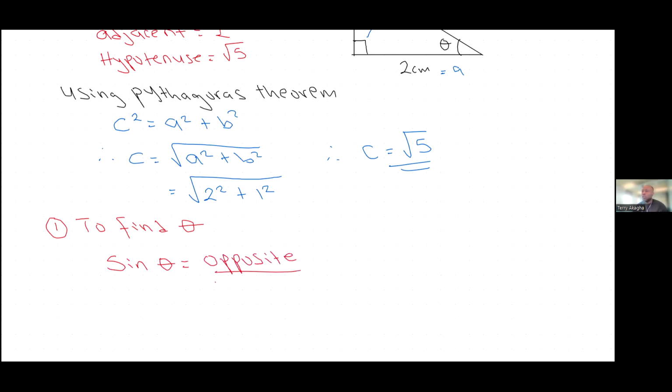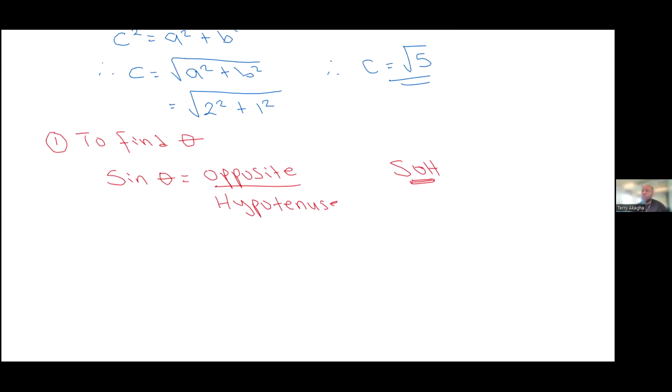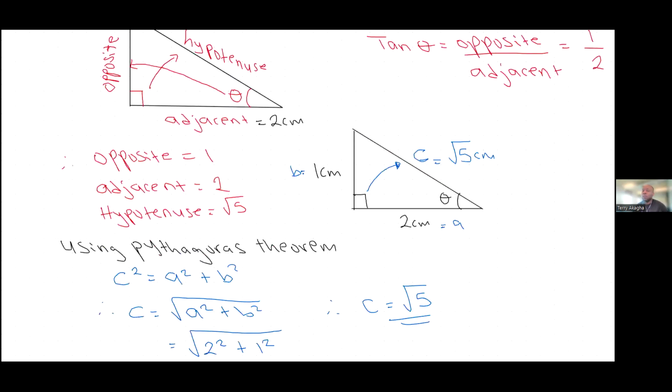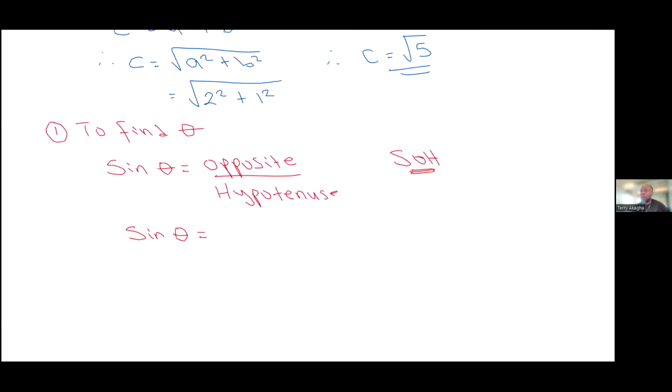So just in case you've forgotten what I'm talking about, I'm still talking about SOHCAHTOA, all right? So the SO there is the opposite divided by the hypotenuse, right? If you want to do this again, you can try this with a cosine, you will get the same thing. You can try with a tangent, you will get the same thing. So sine theta, the opposite is 1, the hypotenuse is root 5, okay? So it's going to give us 1 divided by what?